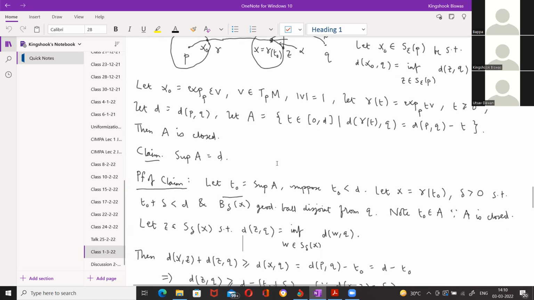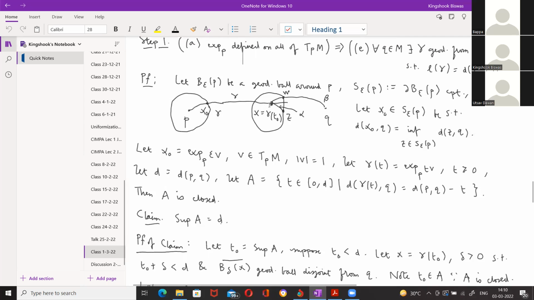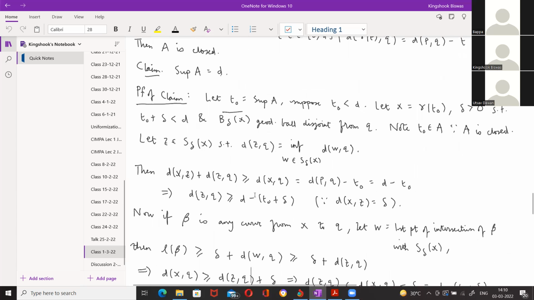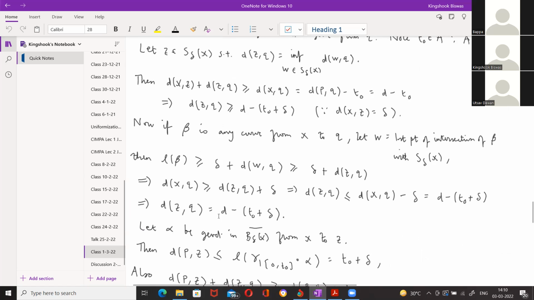So to do that, we looked at the point gamma T naught, we call that X. Then we looked at a geodesic sphere of radius delta around X, which is disjoint from Q. And then, like we did in the first step, we chose a point Z on this geodesic sphere which is closest to Q. And then we showed that the distance from Z to Q has decreased by exactly delta as compared to the distance from X to Q. So we showed that the distance from Z to Q is D minus T naught plus delta, and D minus T naught is the distance from X to Q, right?